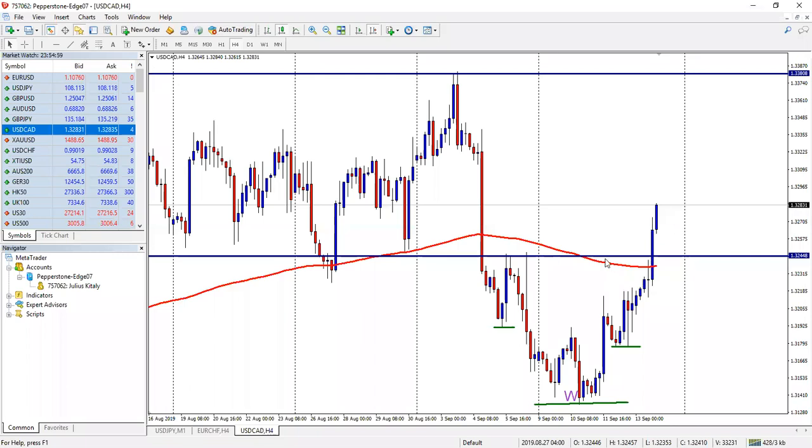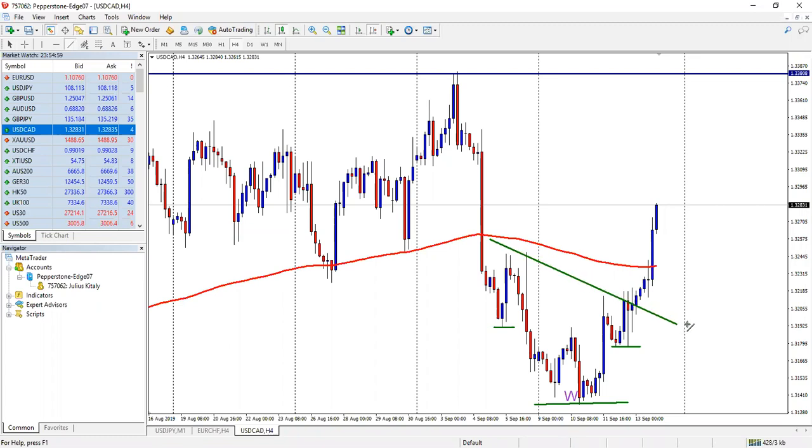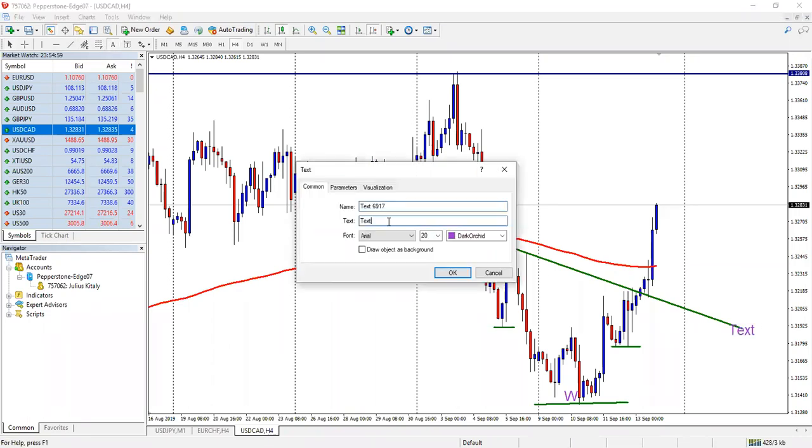Where is the neckline? You can ask me where the neckline is. The neckline is very clear here, guys. You can see the neckline is here. We might consider this one, if you consider the group, so this is the neckline. This is the neckline.